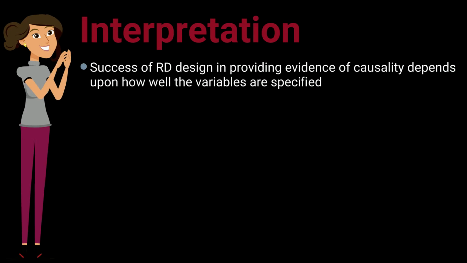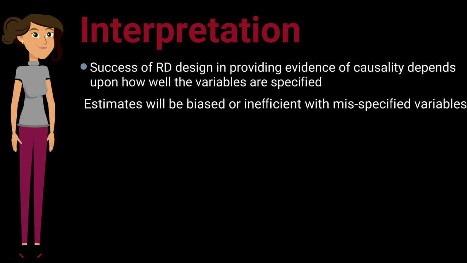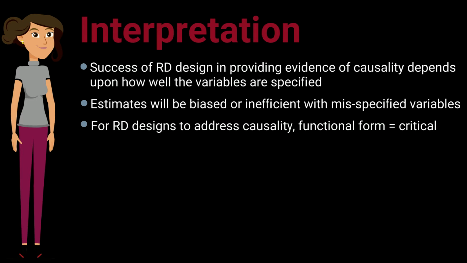The authors are clear to point out that the success of the RD design in providing evidence of causality depends on how well the variables are specified. Estimates will be biased or inefficient with misspecified variables, and overspecified models are unbiased but inefficient, and underspecified models are both. So in order for regression discontinuity designs to address causality, the functional form is critical.